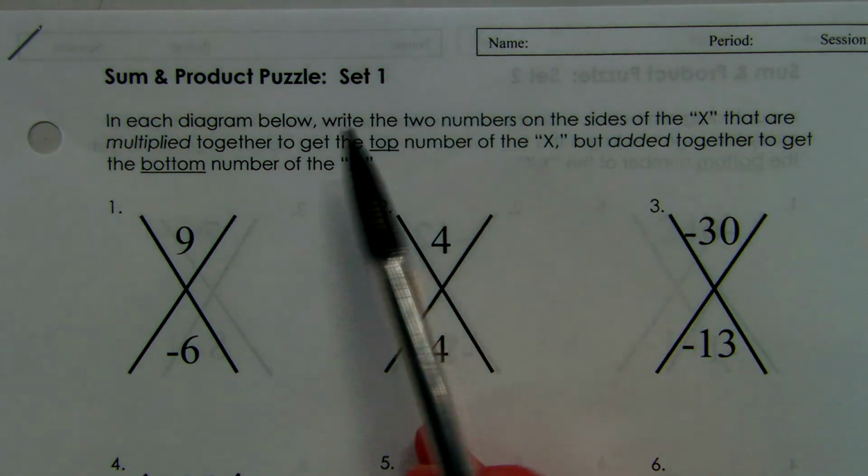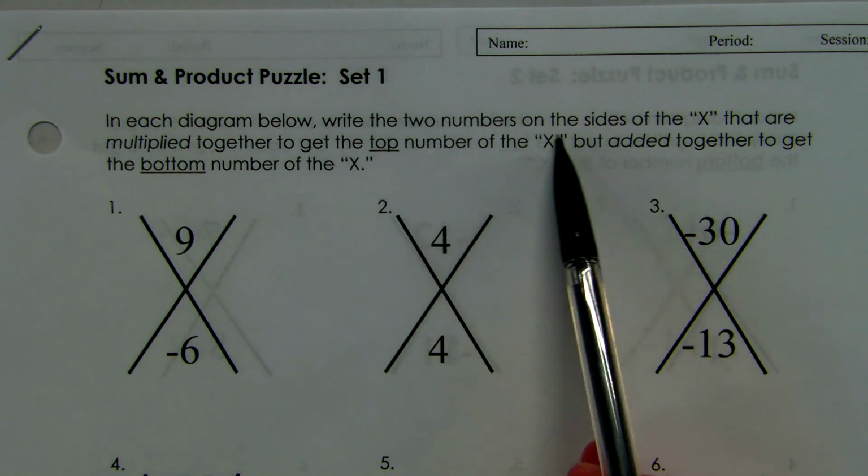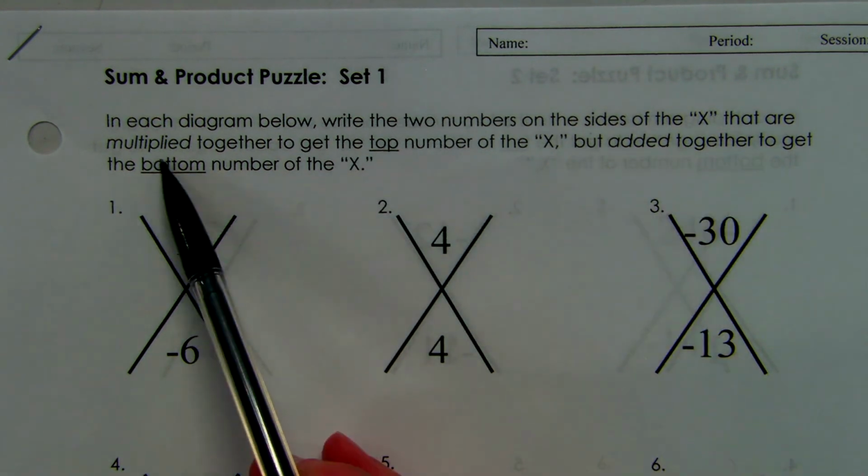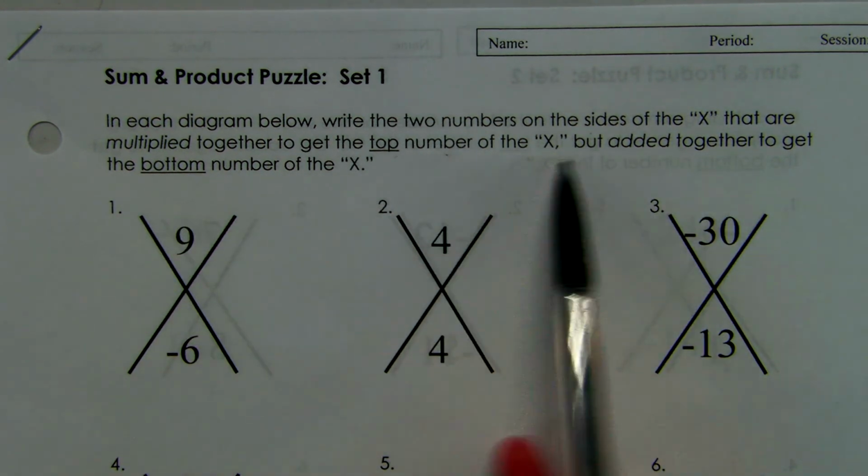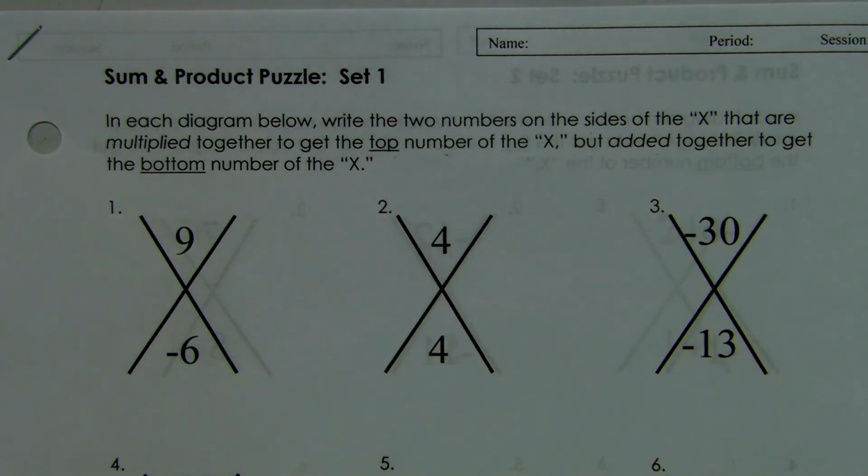So the directions say in each diagram below, write the two numbers on the sides of the x that are multiplied together to get the top number of the x, added together to get the bottom number of the x. I did not create this sheet. I want to do the ones that just have positive numbers first.